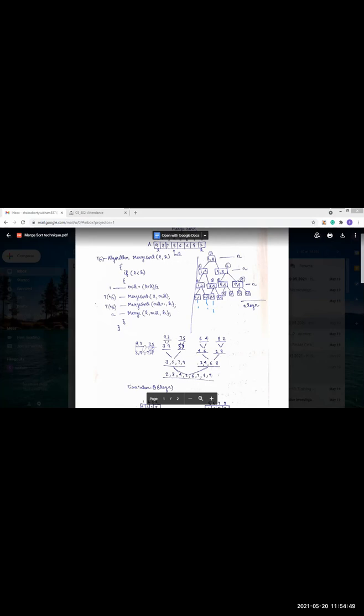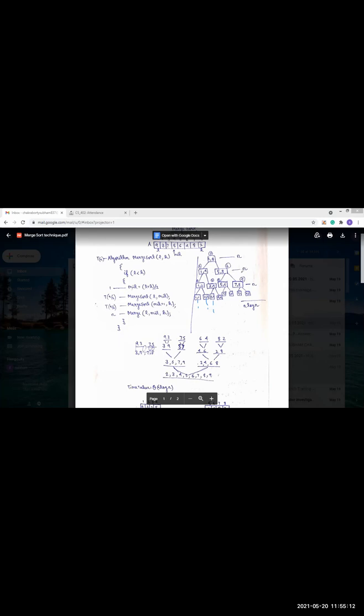That means a total of 8 elements are merged. Then again, in this position, how many elements will be merged? These two, that means a total of 4 elements will be merged. Here also 2 elements are present, and there also 2 elements are present. So they will be merged and it will become 4.